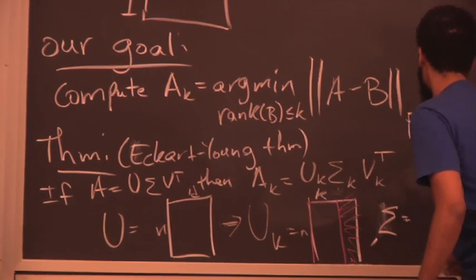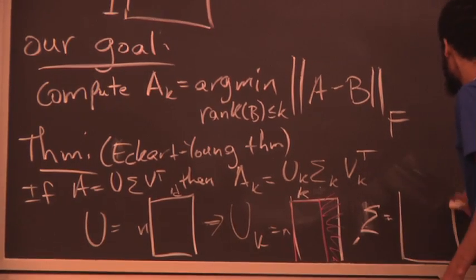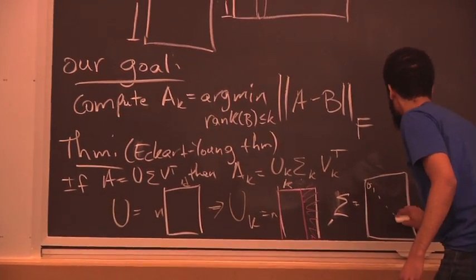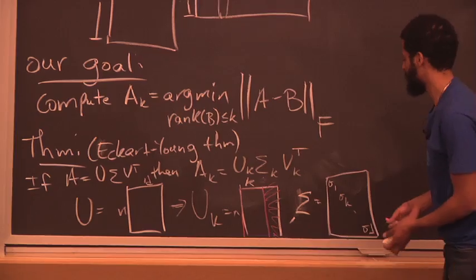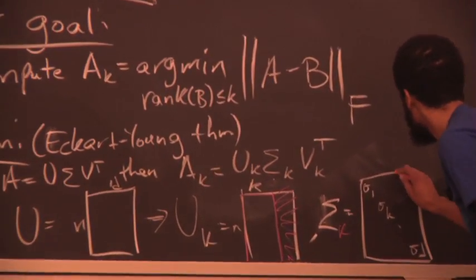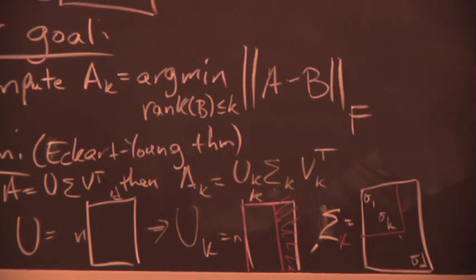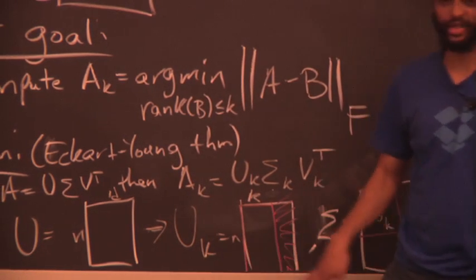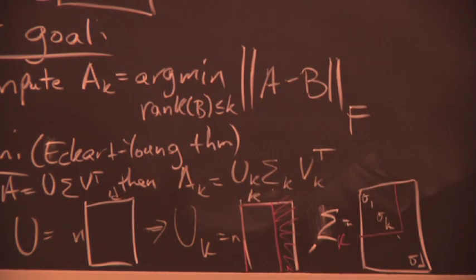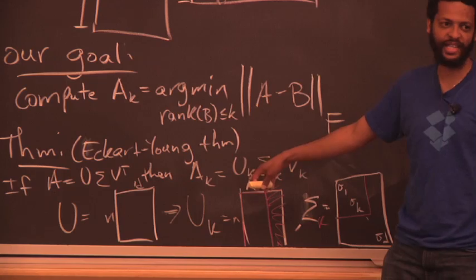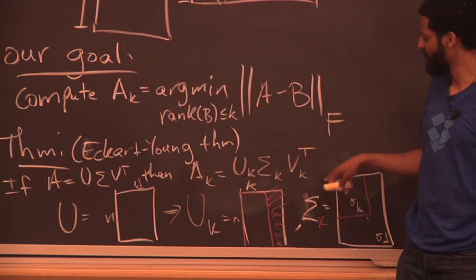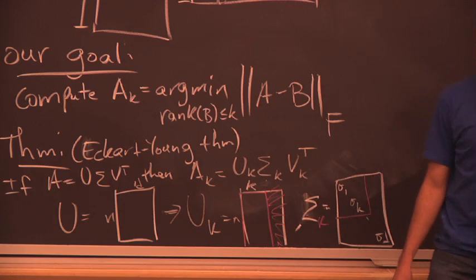And sigma looks like sigma 1 up to sigma d, where sigma k is somewhere over here. And then sigma_k is just, take this part. Basically only keep the top k singular values, only keep the top k singular vectors in U and V. So this is a rank k matrix, right? U_k has k columns, V_k has k columns, sigma_k is a k by k matrix.